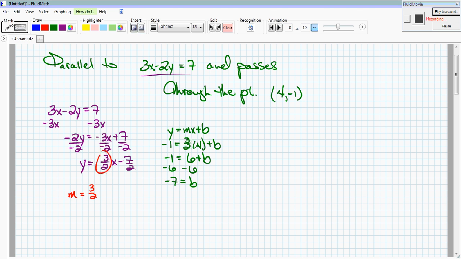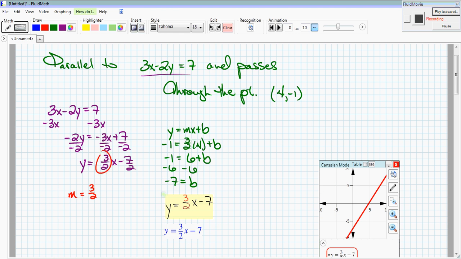In order to check this one, we're going to do a couple things. We are going to graph our line, which we believe is y equals 3 halves x minus 7. We'll get it eventually here. There it is. It passes through the point (4, -1), which it does. That's fantastic. But we need to make sure that it's parallel to 3x minus 2y equals 7. So we can graph this without solving for y using this particular program. Couldn't do this on a graphing calculator. And when we do, we see that they're parallel.